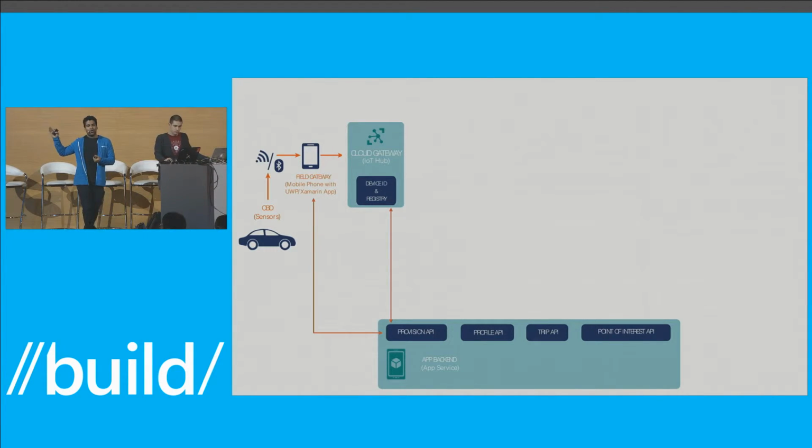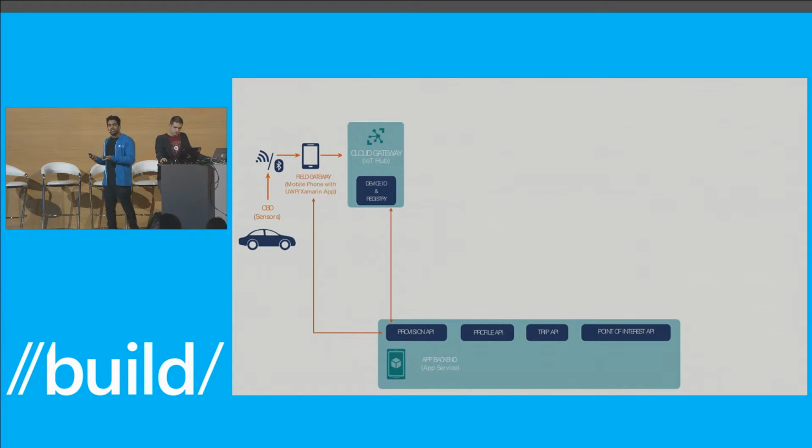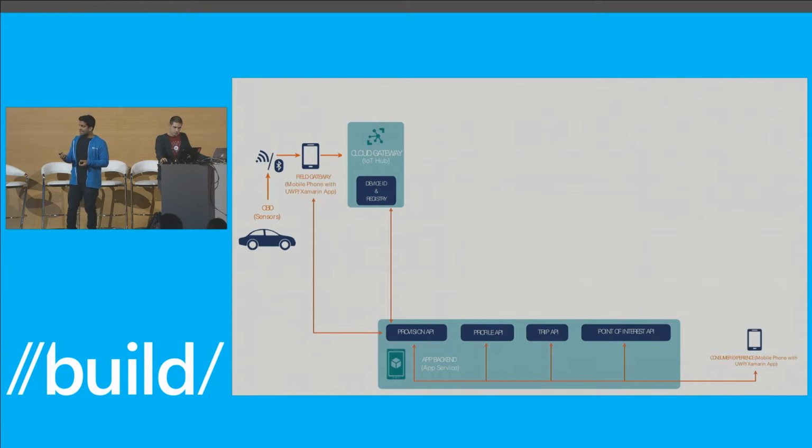As you can see, we have a whole bunch of APIs, like provisioning APIs to provision these devices, trips, profiles, as well as authentication happens on the Azure App Service side. And this data is then consumed by the mobile device, and that's what you see. Also, we actually deliver this data using Hockey app to the end customers.